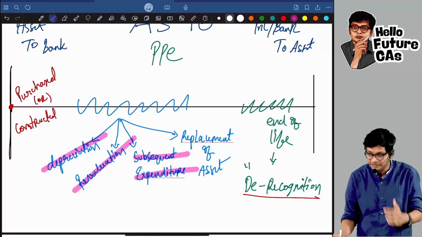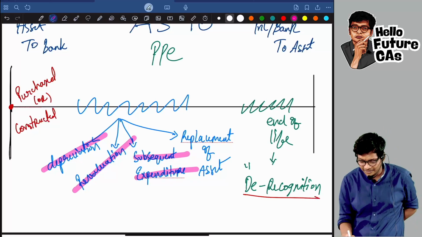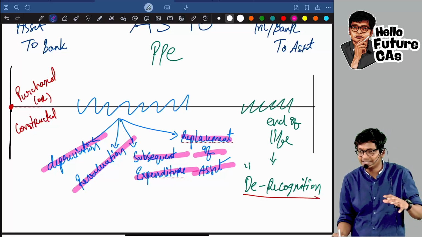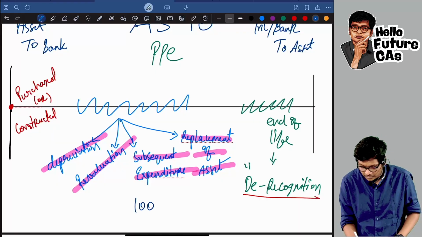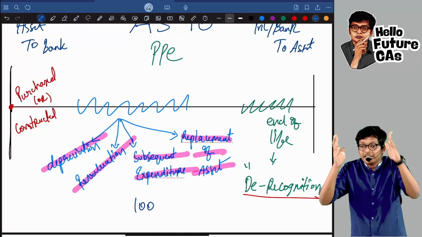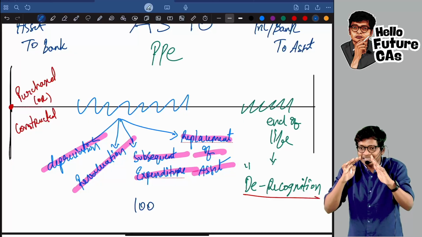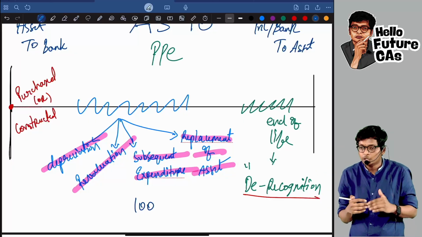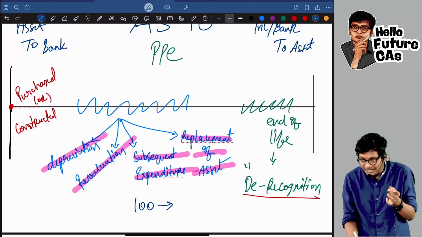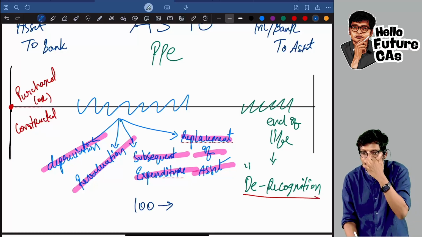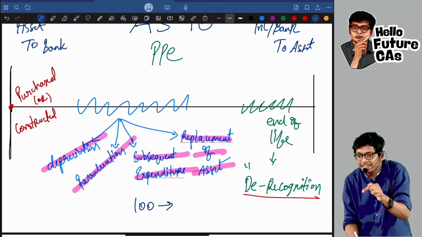Of course I'm fast, but the idea is to complete in 20-25 minutes. Replacement of asset, very simple. Within an asset of 100, I am not replacing the whole asset. One lift is there, car is there, say I am replacing the car's seat. Okay, so if I am replacing the seat, very simple. In this 100, what is the value? Car value is 100. What is the current carrying value of the seat?